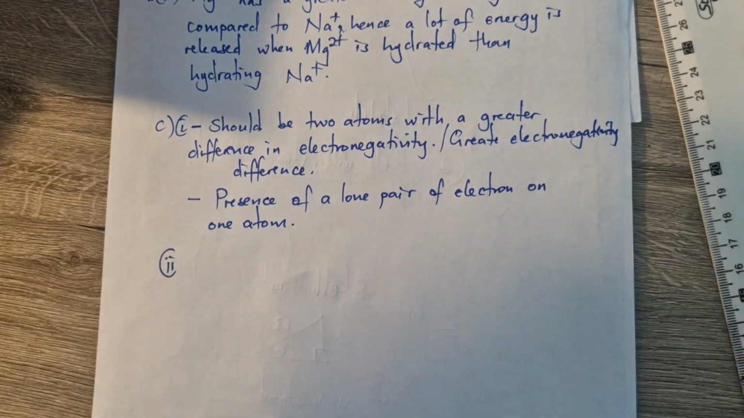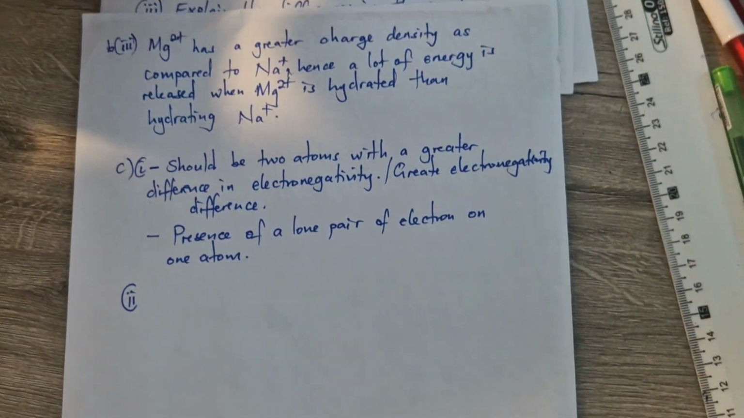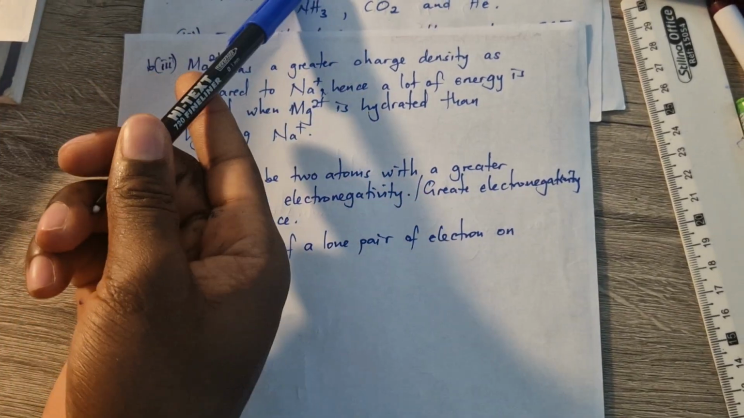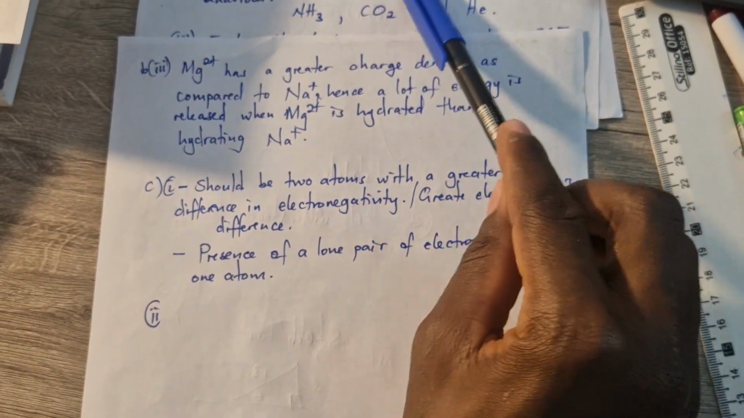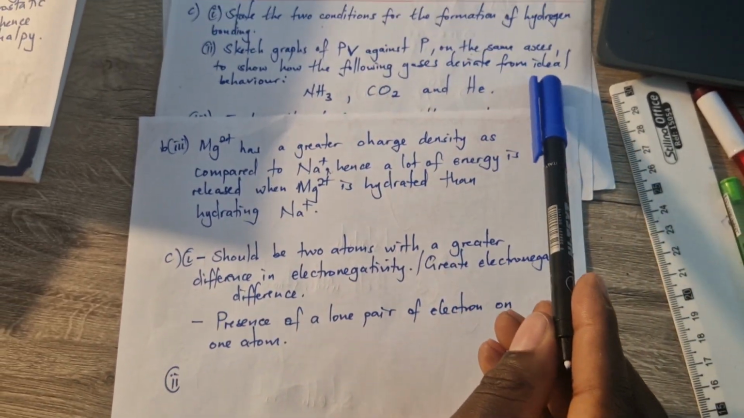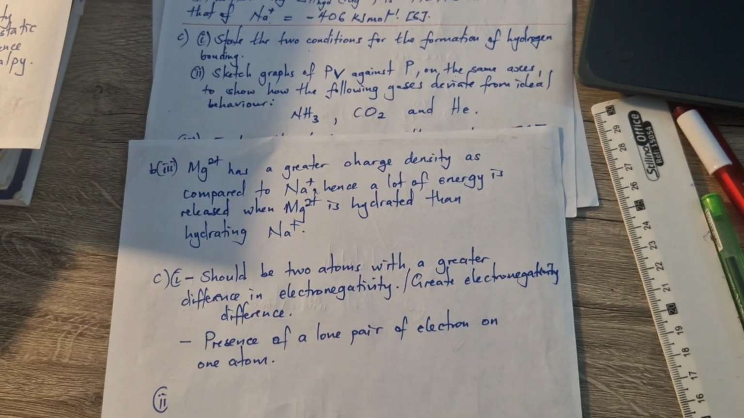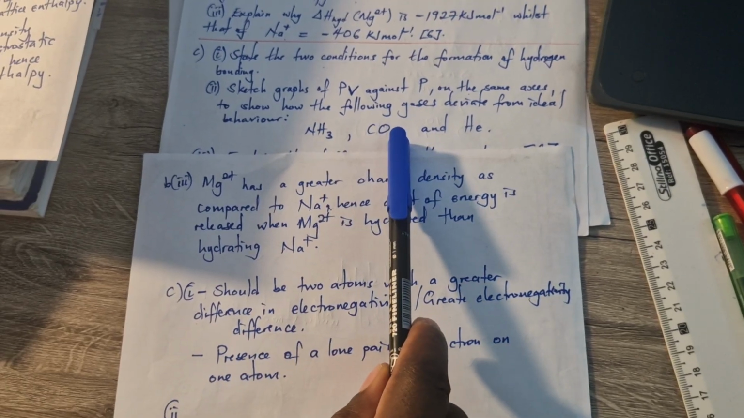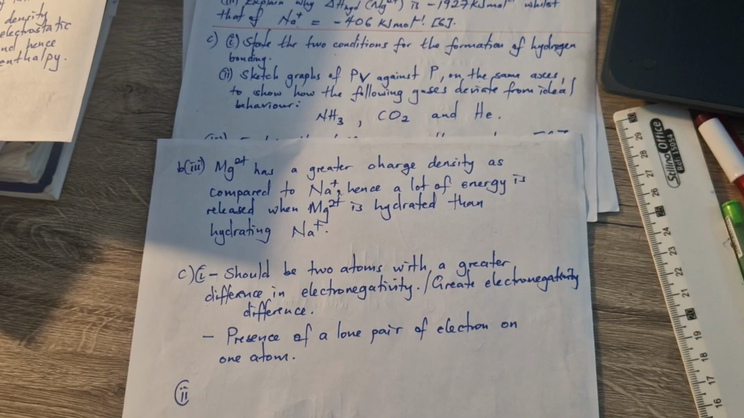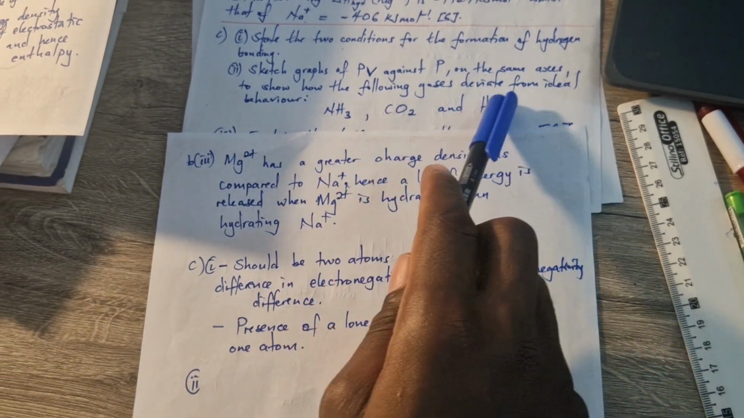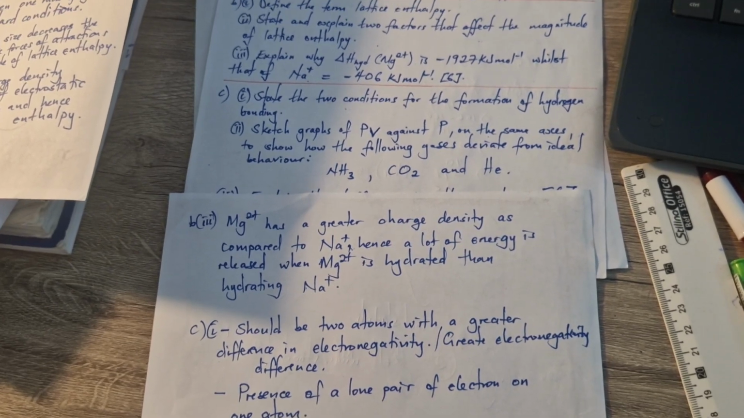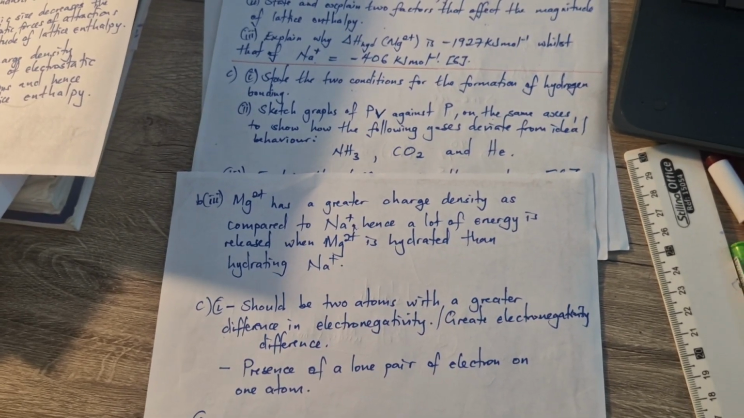Right, so for this part we have to be very, very careful, we are going to sketch a graph. It's saying sketch graphs of PV against P on the same axis to show how the following gases deviate from ideal behavior. We have gases NH3, carbon dioxide, and helium. NH3 is ammonia, and you have to know the chemistry of these gases before sketching the graph.